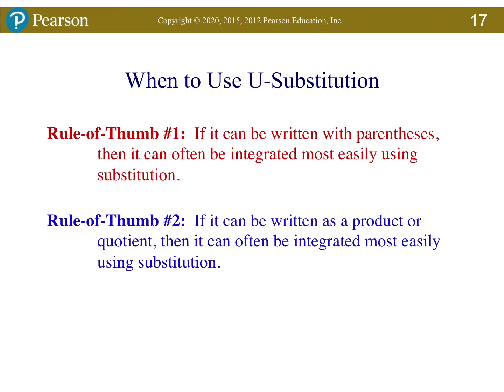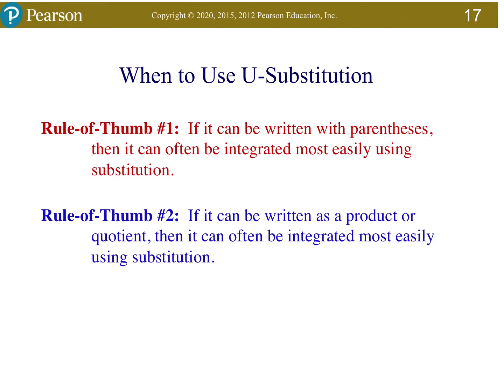So how do you know? Okay, two rules of thumb. If it has parentheses, chances are what's in that parentheses is going to be the right thing to choose for your u. So that's one thing. The second rule of thumb is if you don't see parentheses, but you see a product, so multiplication, or a quotient, so division, it's probably going to be u substitution. All right, so those are the things to look for. Actually three: parentheses, product, quotient.